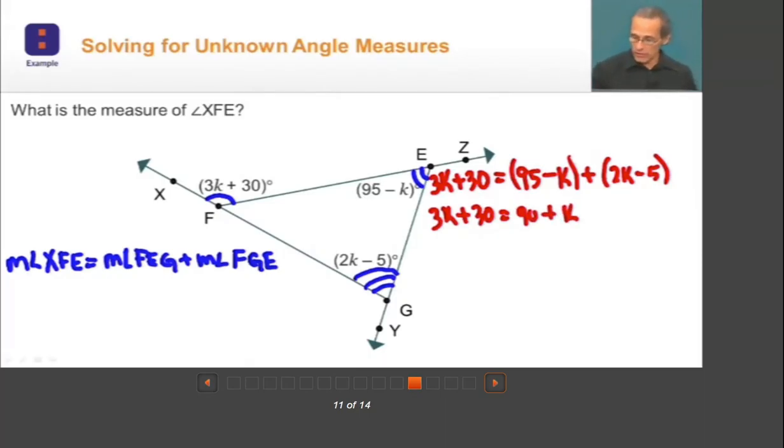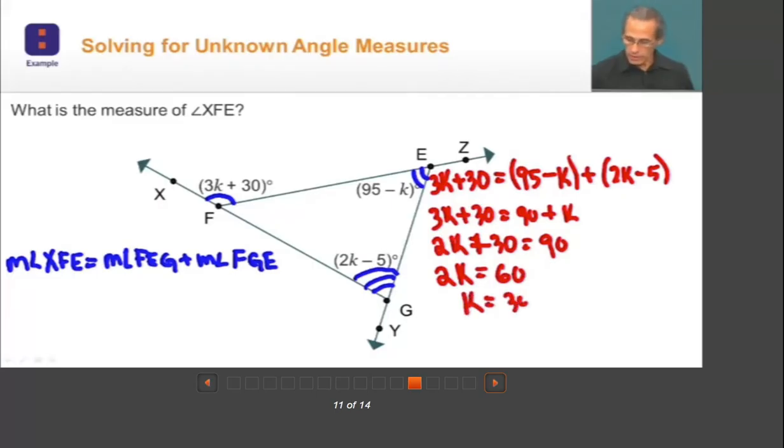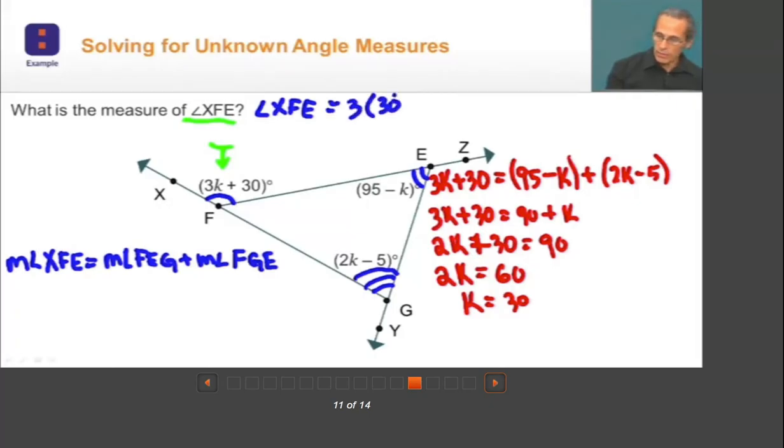Well, let's go ahead and solve. Let's subtract the K from both sides of the equation, leaving 2K plus 30. And that's equal to 90. Subtract the 30 from both sides of the equation. That leaves 2K is equal to 60. And we find K is equal to 30. And once we know K is equal to 30, we can find the measure of angle XFE because we know that the measure of angle XFE, well, that would be equal to 3 times 30 plus 30, and that's 120.